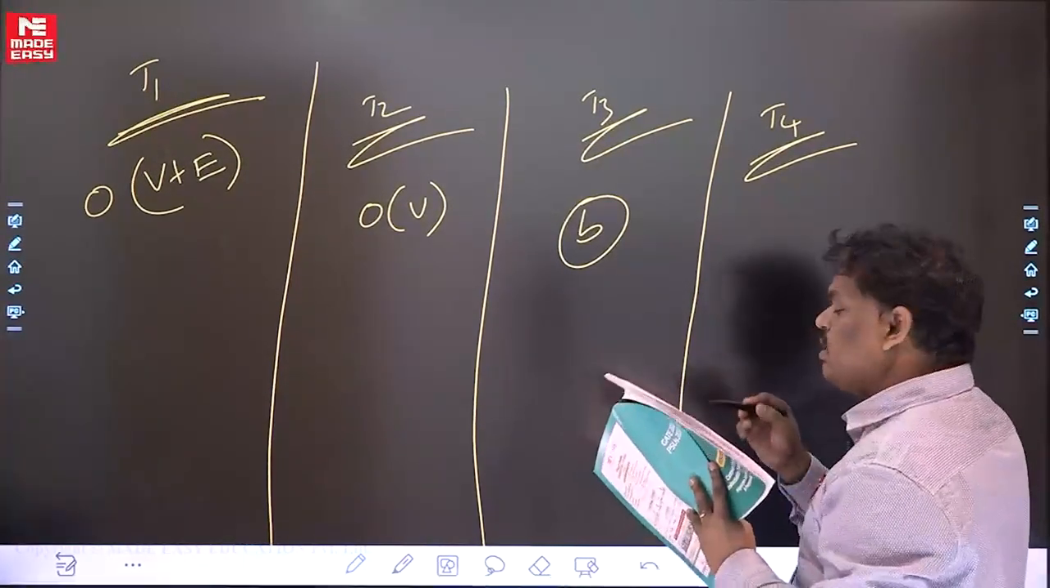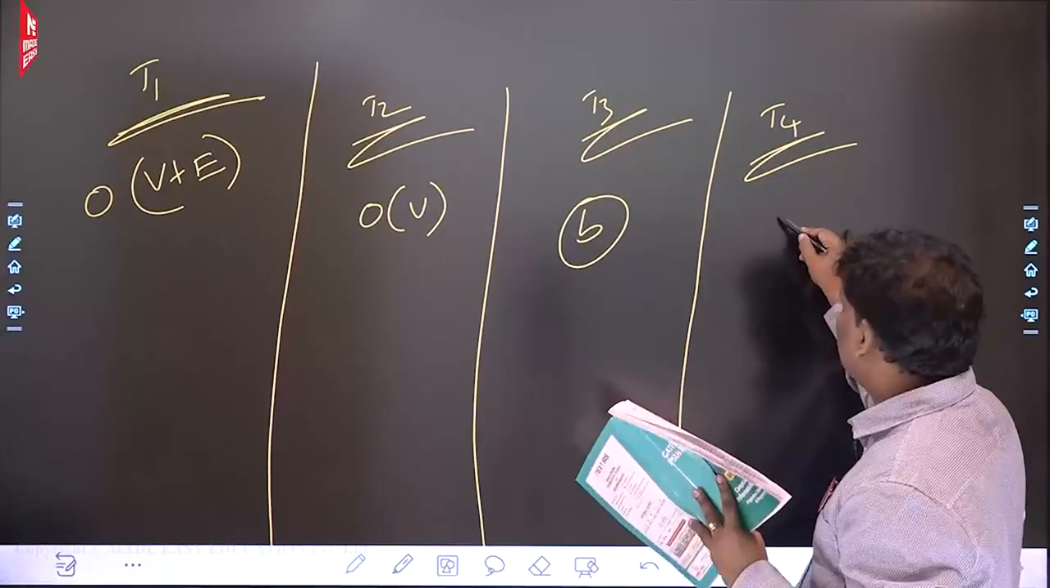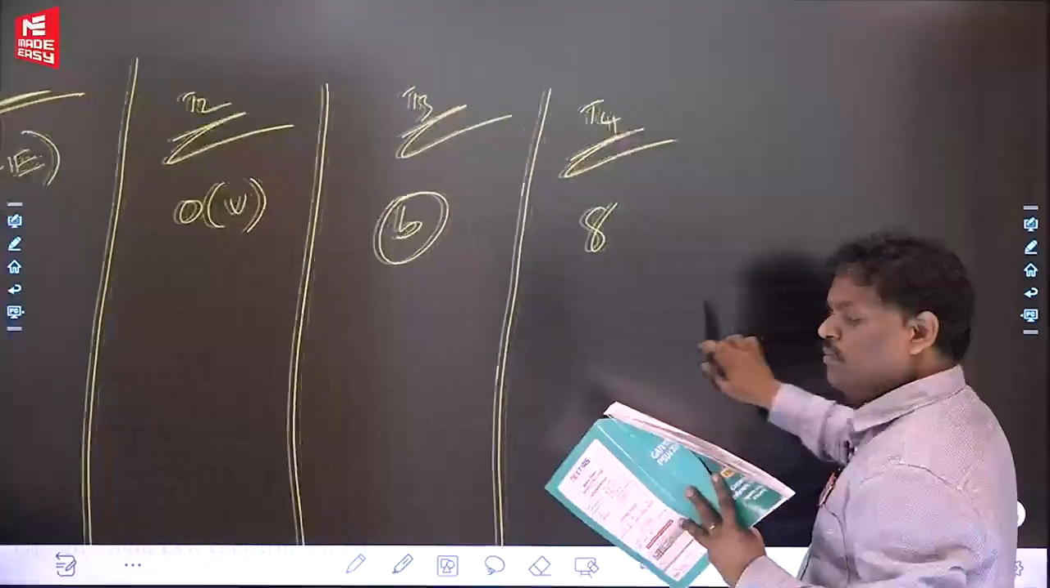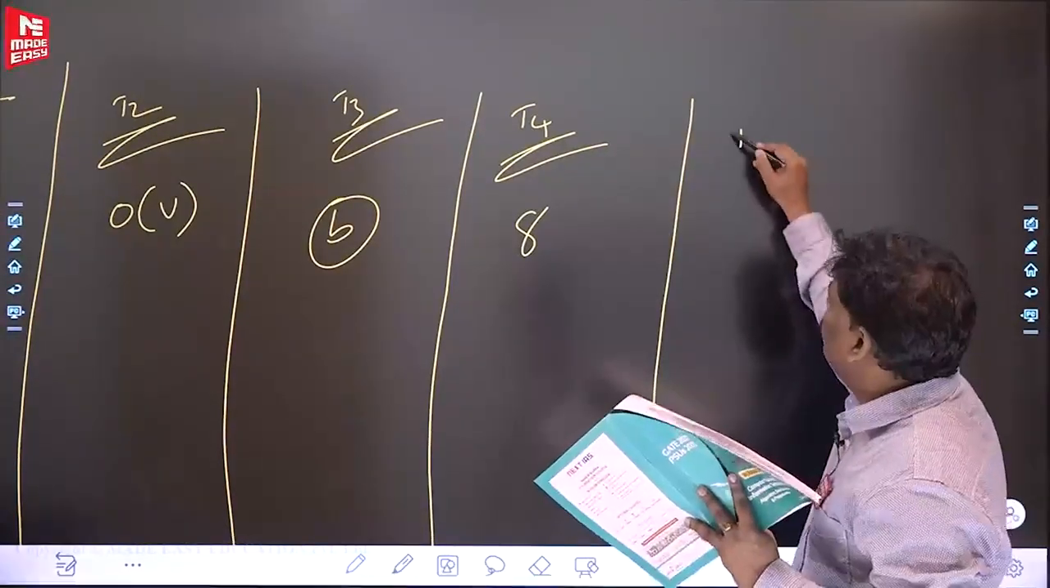T4. T4 is, I think, a very simple one. I think you can verify once. The answer is 8. Next, T5.